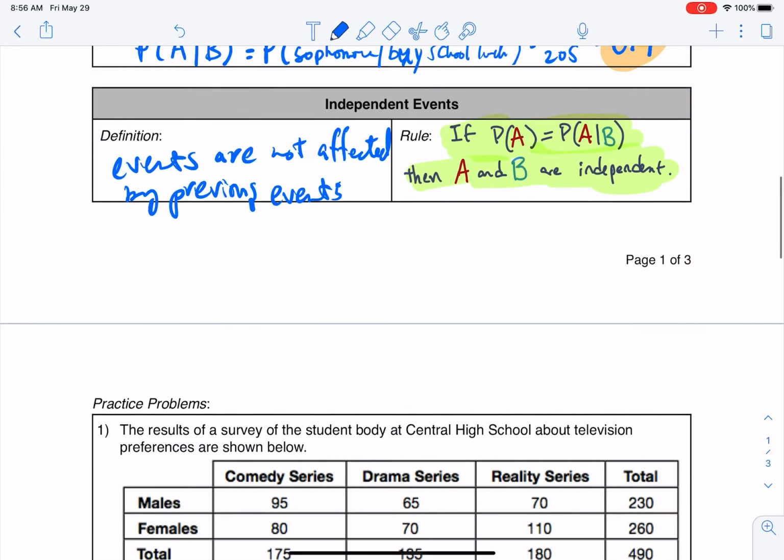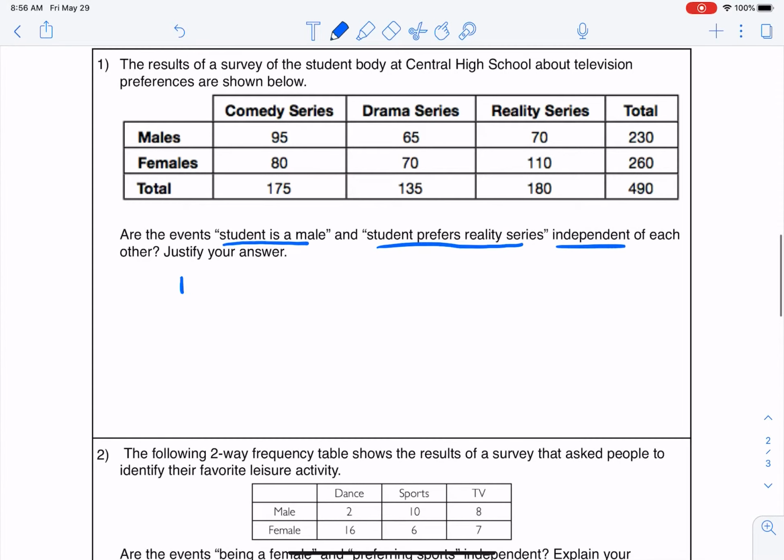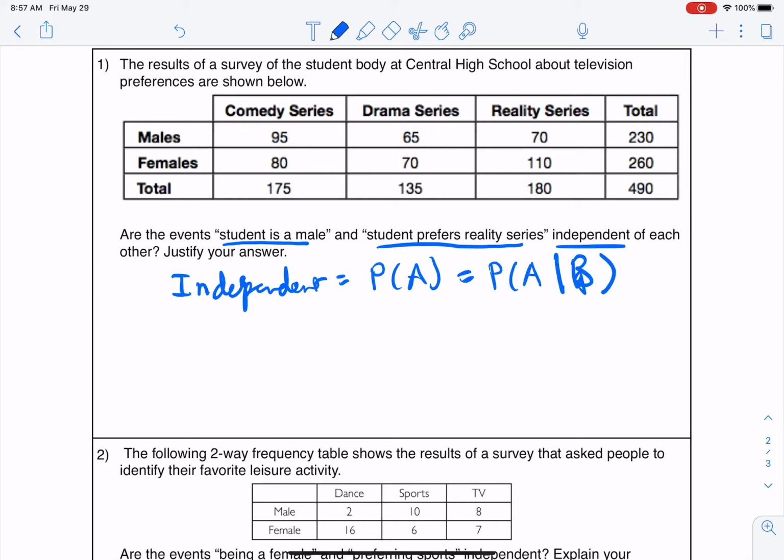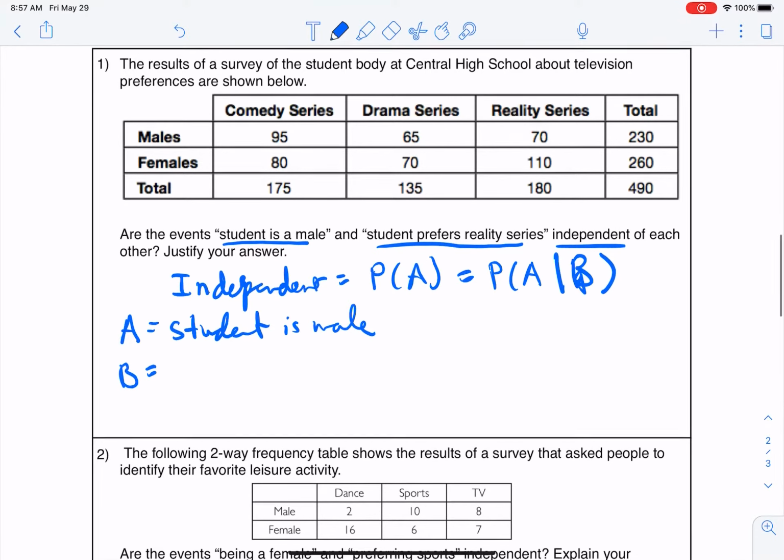Well, we're going to use this statement to prove it. So, independent means the probability of A is equal to the probability of A given B. They're the same. So in this example, we can define A as being the student is male. We can define B as prefers reality series.